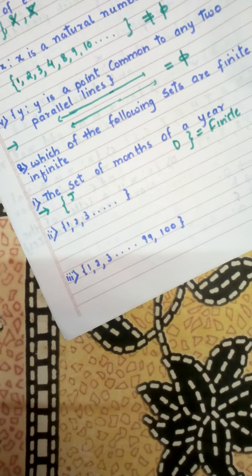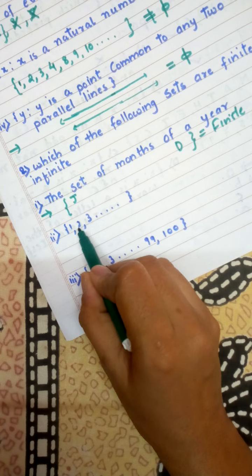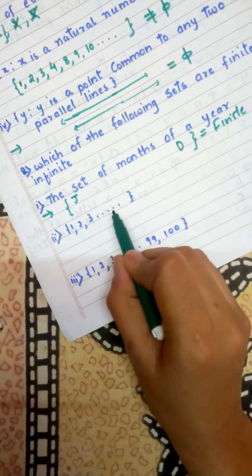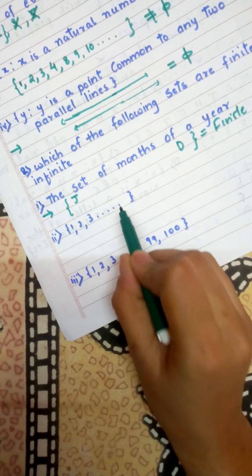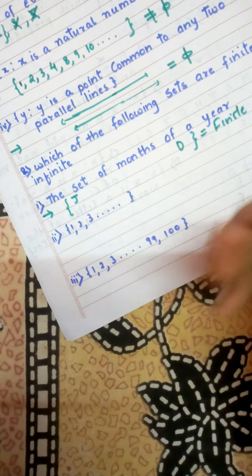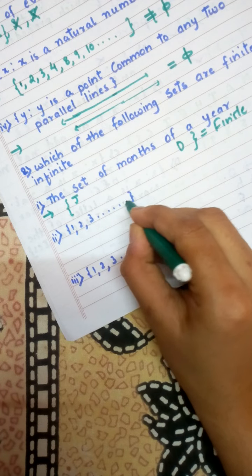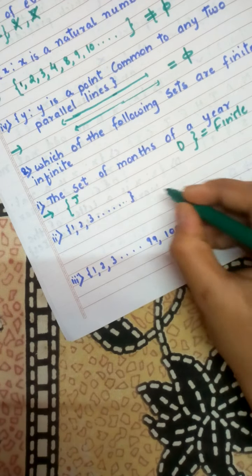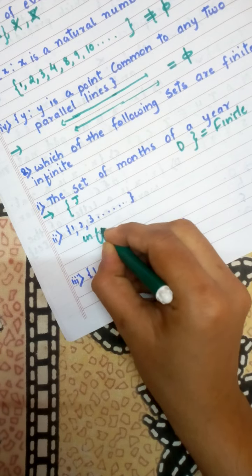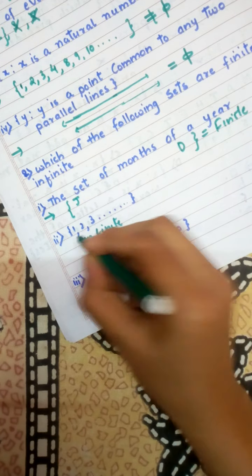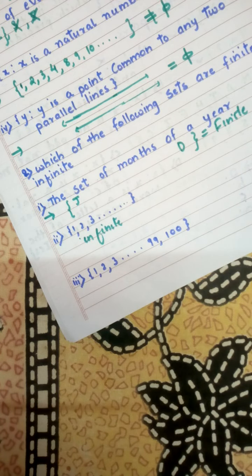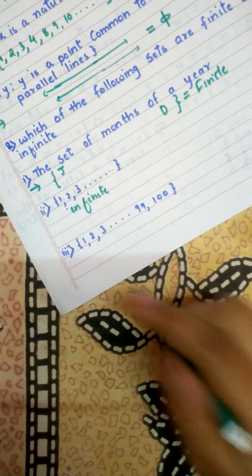Now moving to the next question. This is 1, 2, 3 and here they have given dot dot dot. This dot dot dot means after 3 there are more and more numbers without stopping. We don't know the last number. This will keep on continuing. That means this set has an infinite number of elements. Okay, so now moving to the next question, the third one.